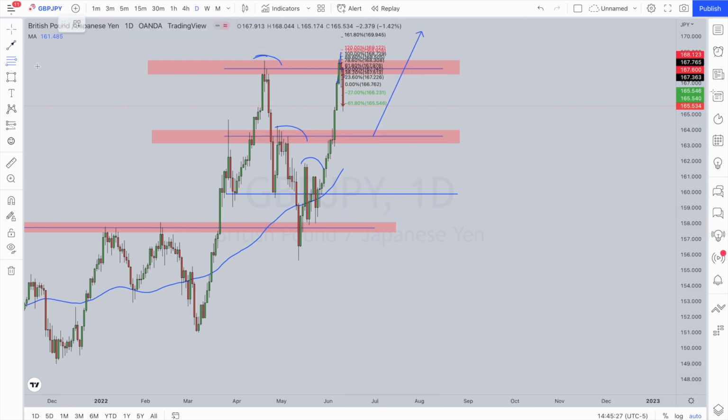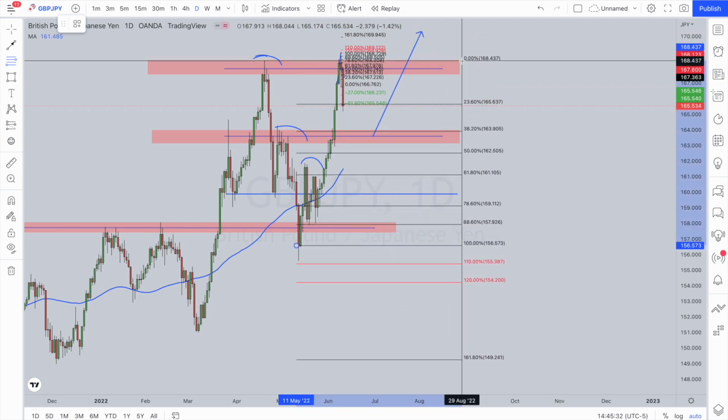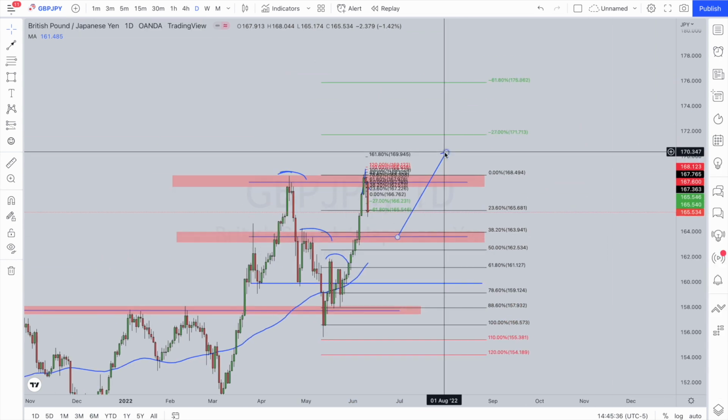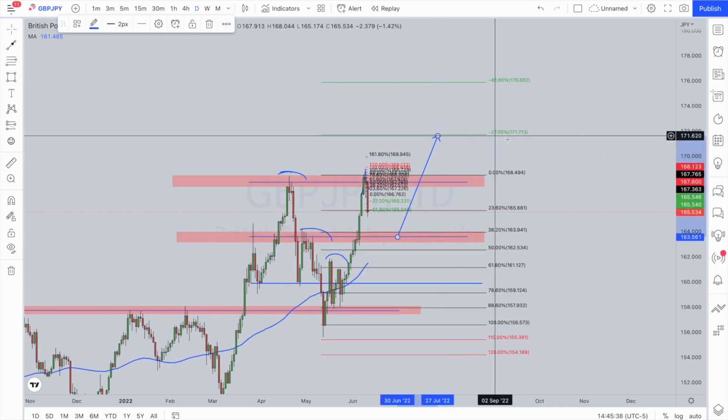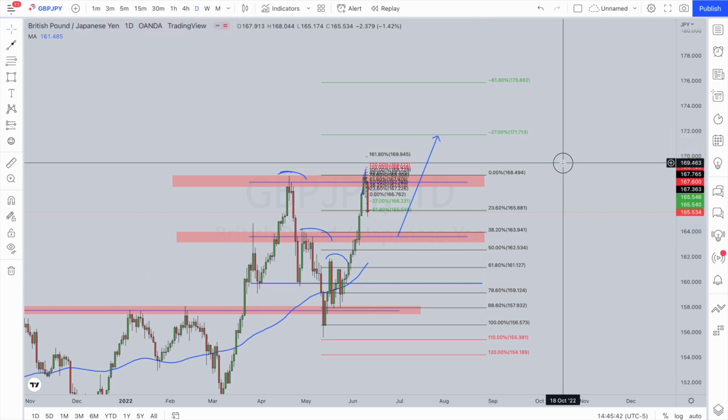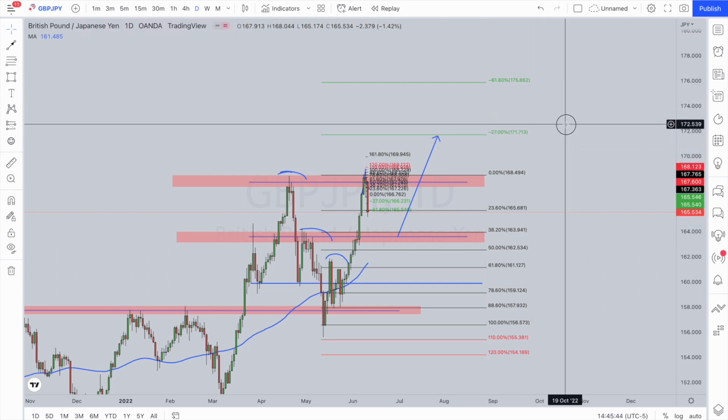So if I should pull my fibs out on this area, long term, we're looking for buys up to the 171 area. So 171 area, we're looking for some nice buys, and it can potentially go to 175.